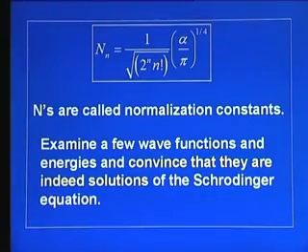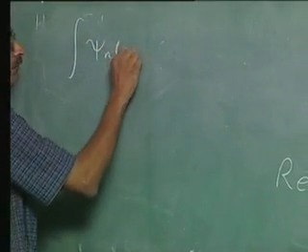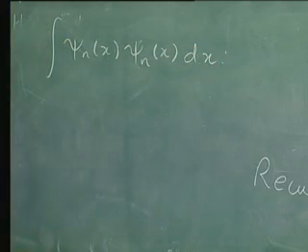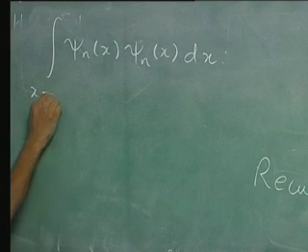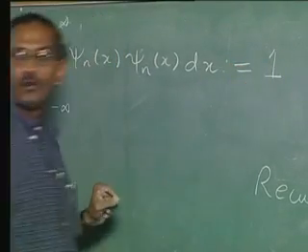Okay. The constants N which were associated with the wave functions are called the normalization constants, and they are obtained in the same way that we did the normalization constants for the particle in the box. What we did was integrate psi n of x squared dx. For the particle in the box, the system's space was 0 to L. For the harmonic oscillator, the system space is x equal to minus infinity to plus infinity, and you set this equal to 1.